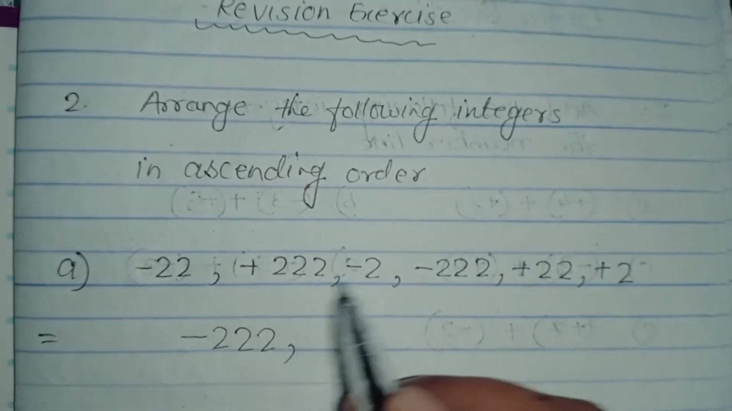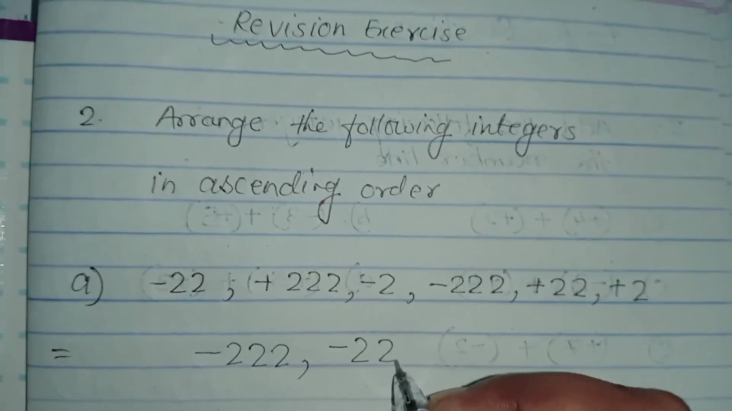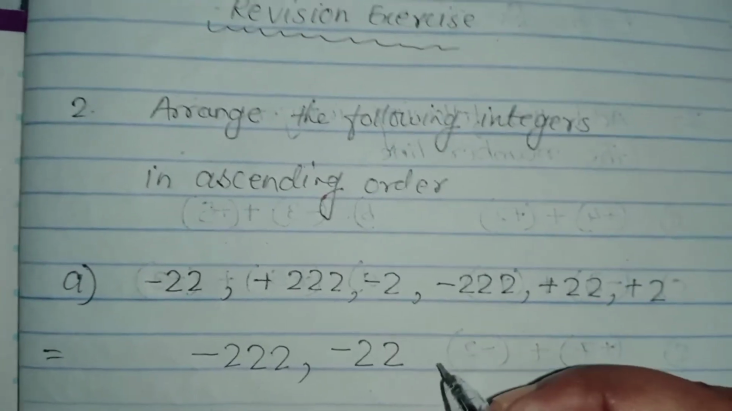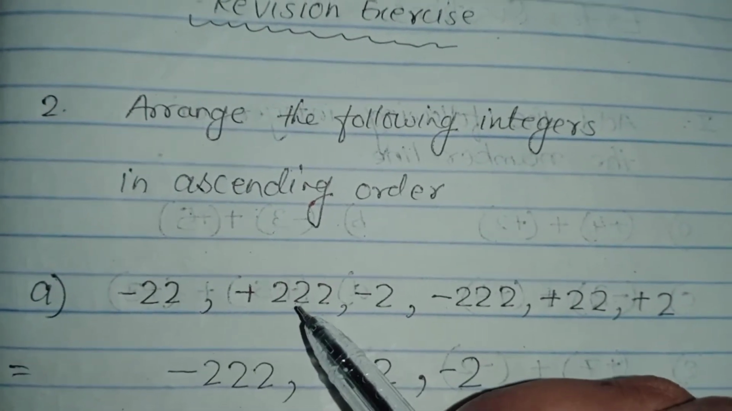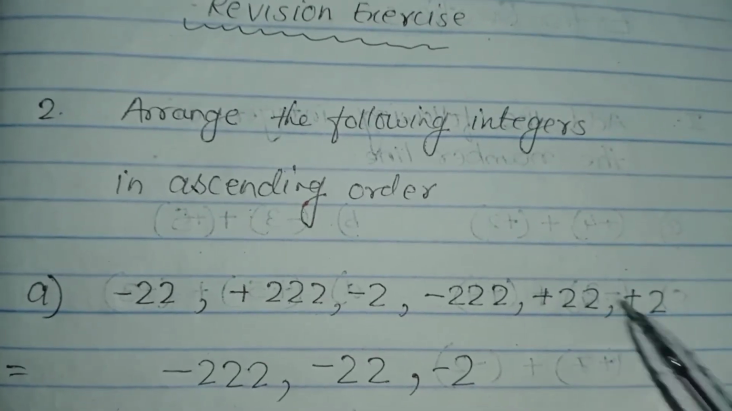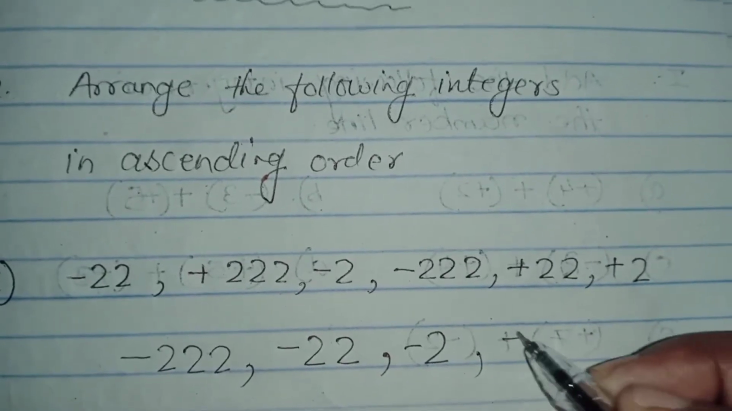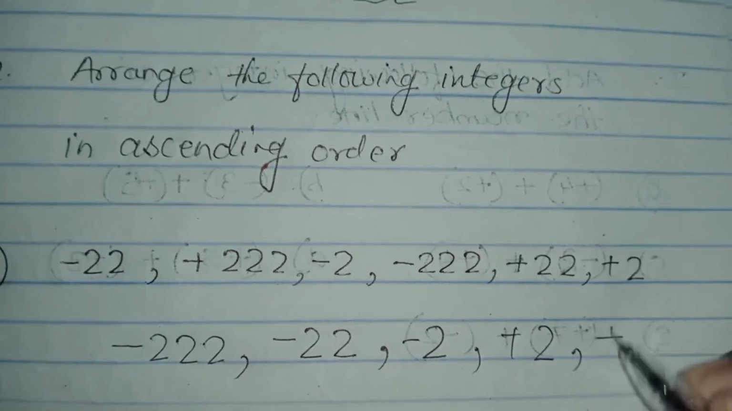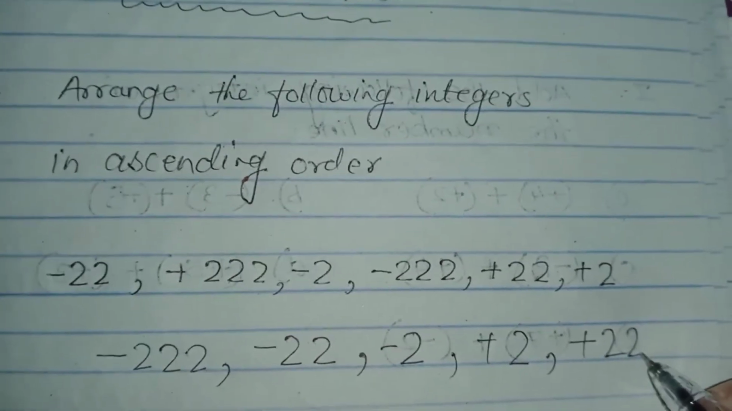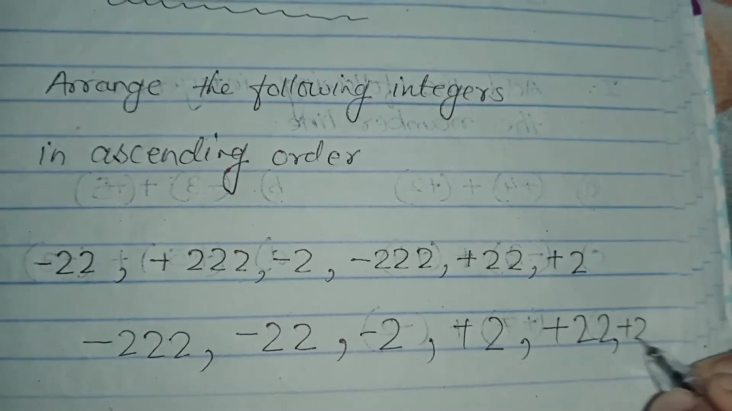Then which one is smaller out of these two? Minus 22 is smaller. Then minus 2. Now positive integers are left: plus 222, plus 22, plus 2. Now you can distinguish which one is smaller. So 2 is the smallest one. Then which one is small? Plus 22, and then the biggest one is plus 222. So in this way we have to arrange the integers.